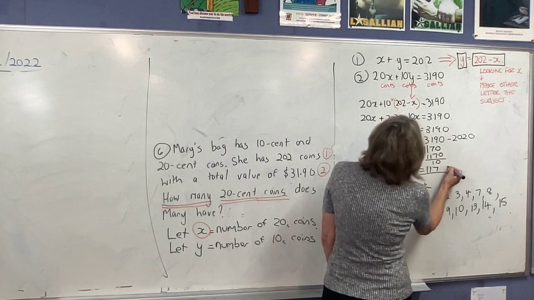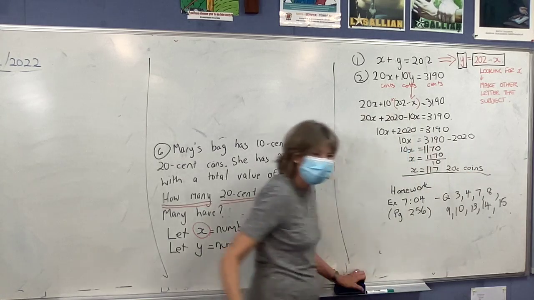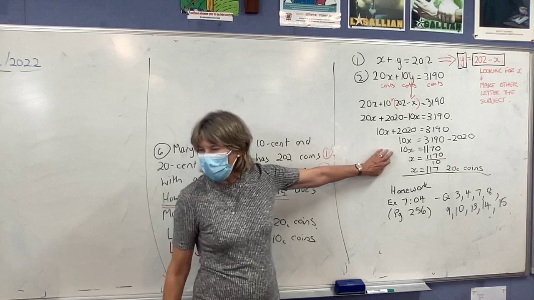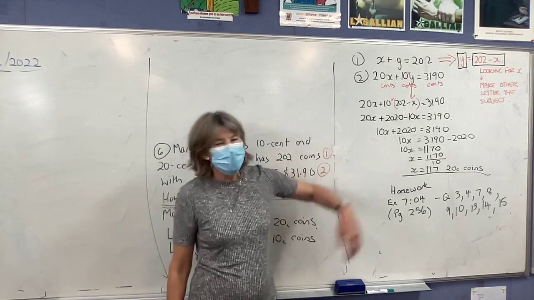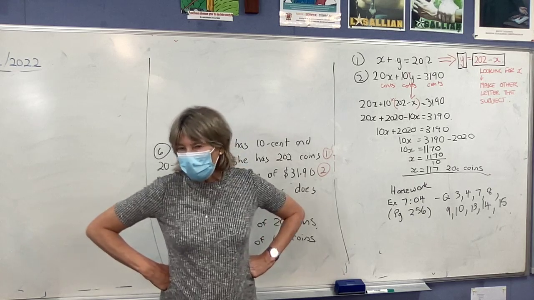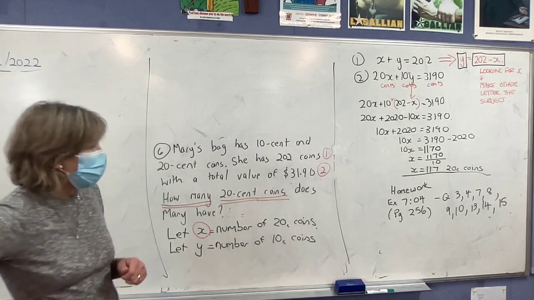117 20-cent coins. That's how many? So you would kind of know if you were going a little bit wrong on this. If you ended up with a number that said you had 105 and a half coins, there'd be something wrong. It's got to end up a whole number because we're talking about numbers of coins. That has to be a whole number.